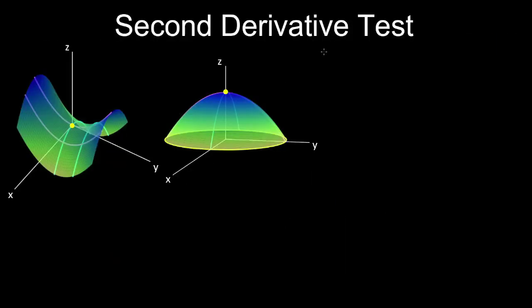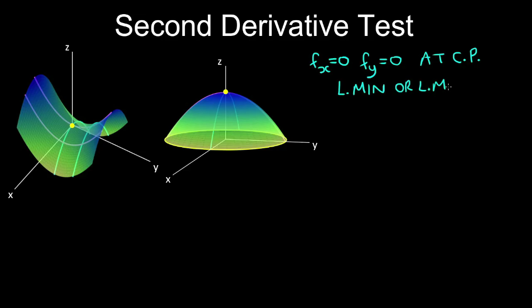We saw the partial derivatives of a function of two variables with respect to x and with respect to y were both equal to 0 at a critical point, and this did not guarantee that the function had a local minimum or a local maximum at that point.